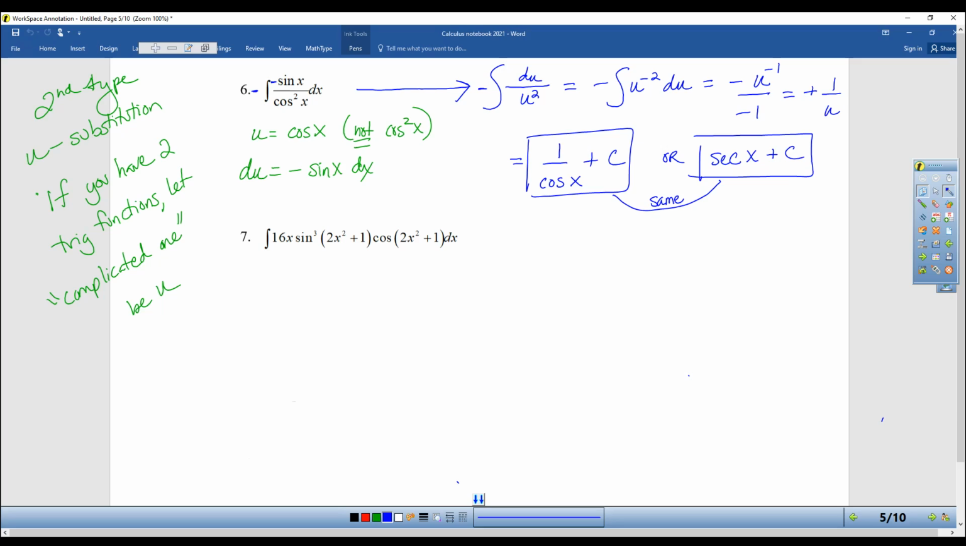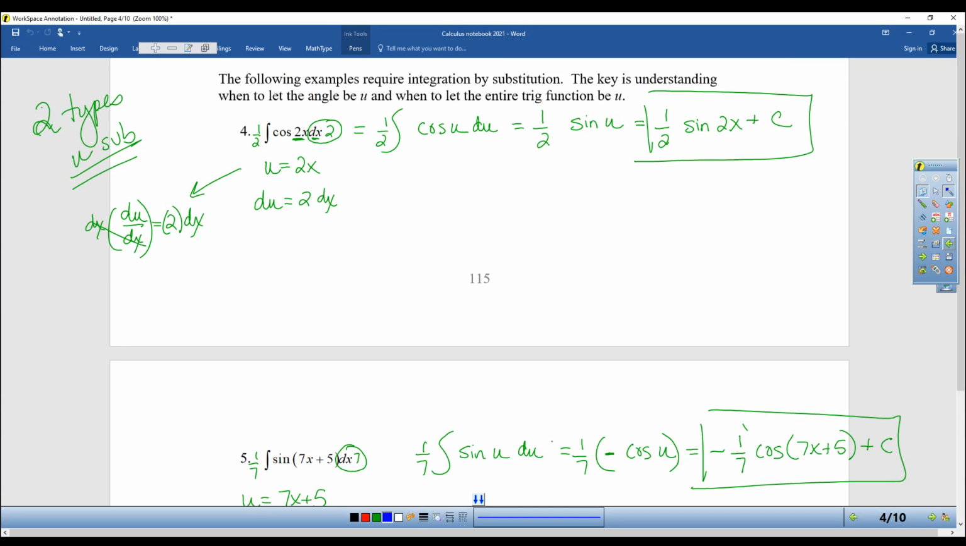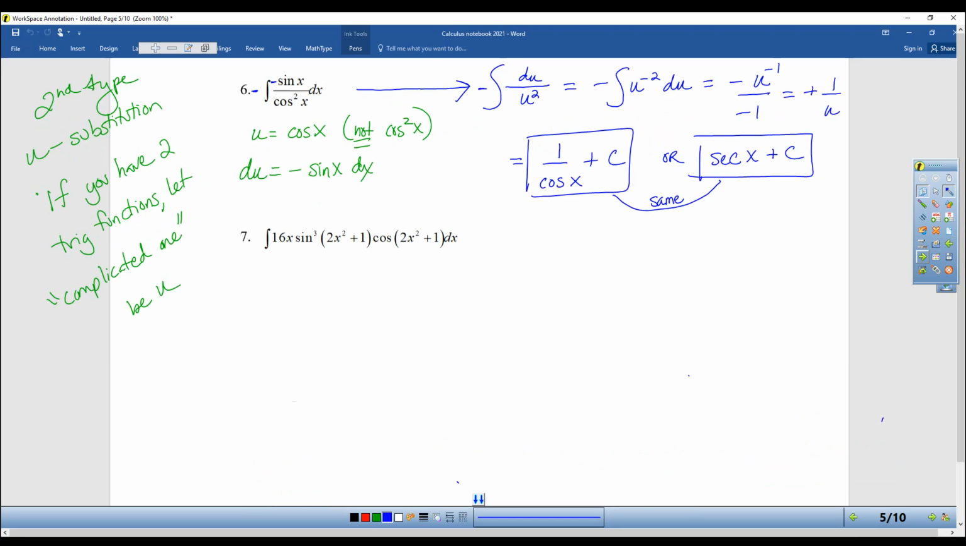So, two different kinds of u substitution. If you have two trig functions, you should be thinking about making u equal to an entire trig function and du equal to the other trig function. If you just have one trig function and then u is the angle, that's only when you have one trig function. So those are the two types of u substitution that we learn in this section.